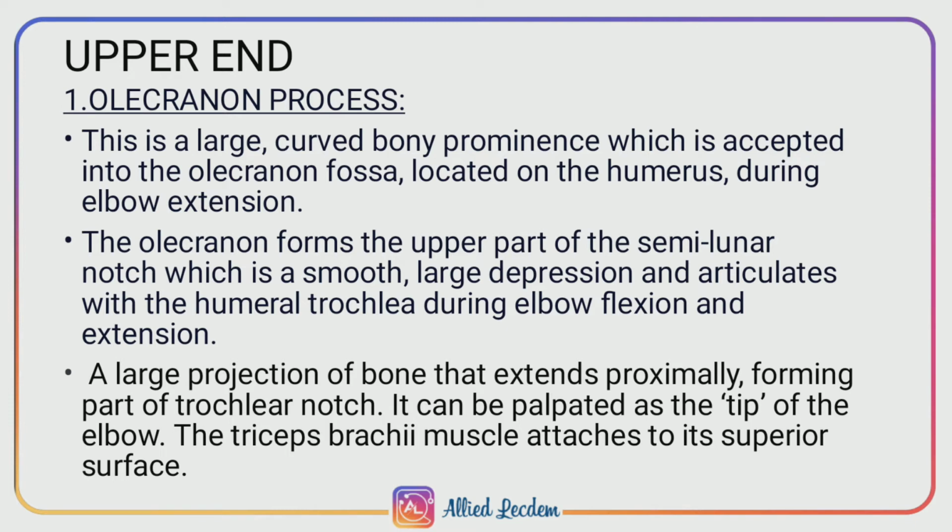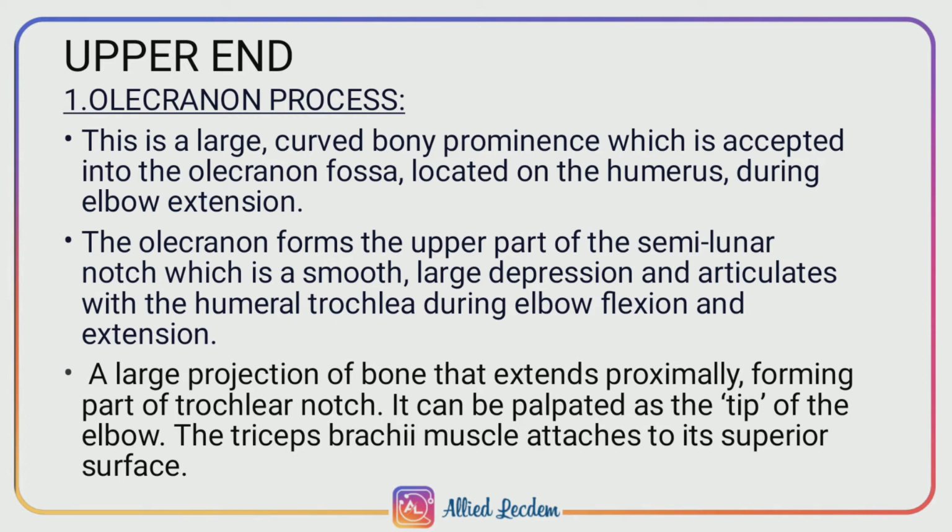The upper end is the proximal end of the ulna, which articulates with the trochlea of the humerus to enable movement at the elbow joint. In the upper end, we'll see some terminologies like the olecranon process, coronoid process, trochlear notch, radial notch, and tuberosity of the ulna, which we'll see in detail.